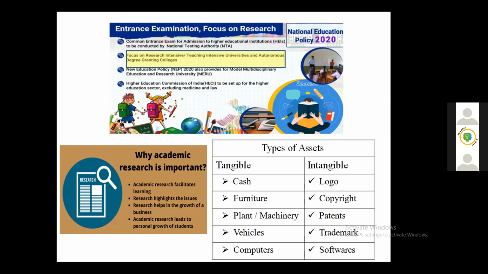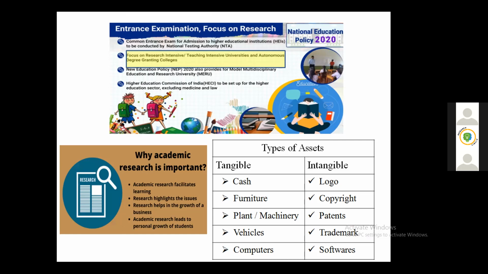So why is this academic research important? Because it facilitates learning. Once you start research activity, it opens new doors for the learning process, and it also highlights the issues existing in that domain, and it provides solutions in multiple tracks, from multiple perspectives, so that the same problem can be addressed by multiple solutions. And once you have multiple solutions, you can go for the optimization of the solutions, and that may be commercialized in different ways. So academic research leads to the personal growth of the students, the researchers, and the community through which the process is carried.